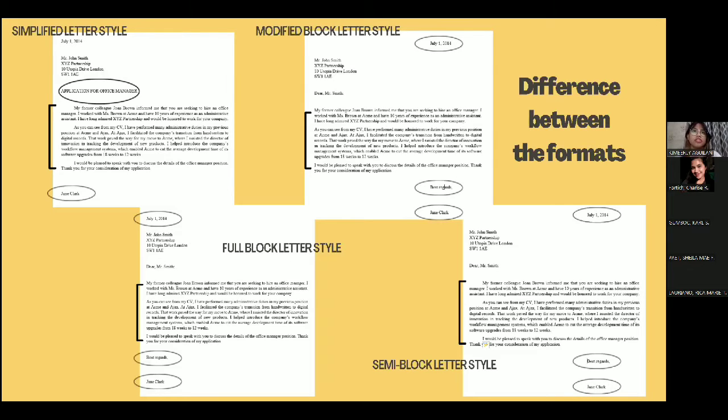So to summarize the differences between these formats, they are mostly different in the position of the date line, the complementary clause, the indentation of the body, and the signature. For simplified letter style, instead of a salutation, it is replaced by a subject line, and then the complementary clause is omitted and it goes straight to the signature.